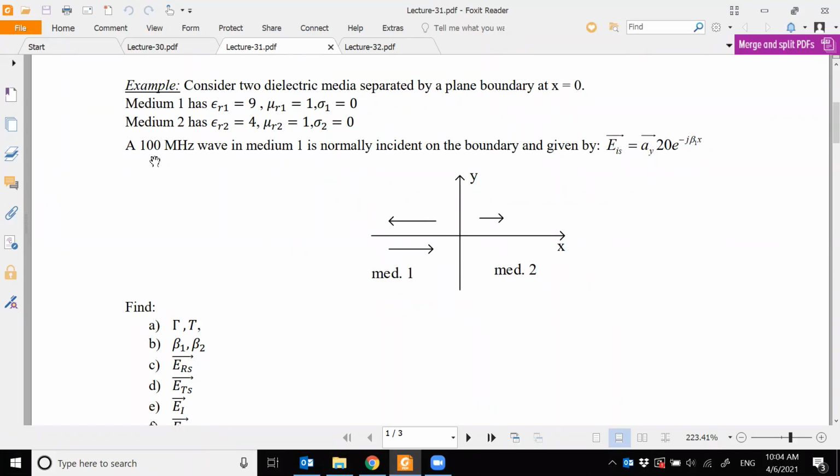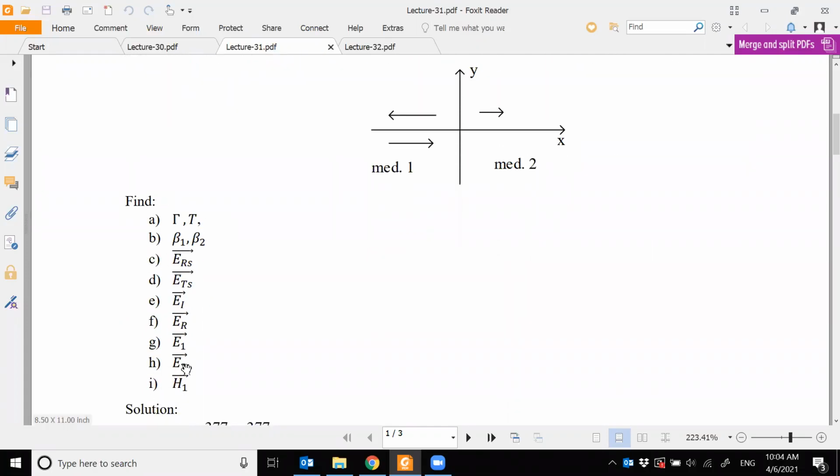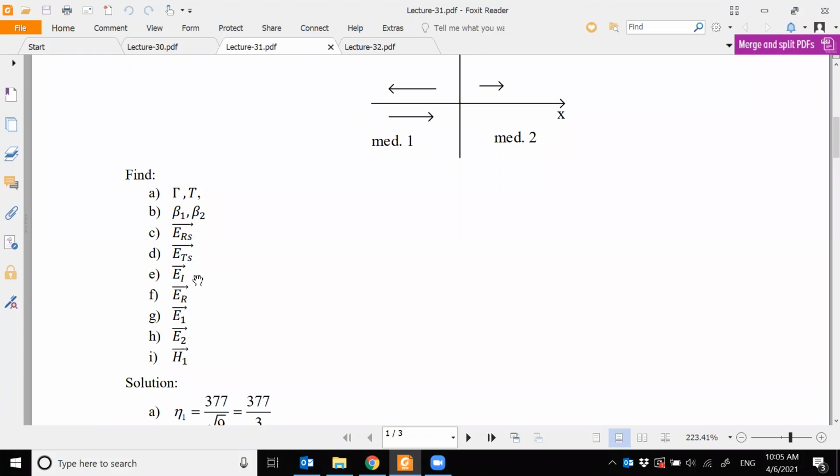Now it says that a 100 megahertz wave is in medium 1, and it is normally incident on the boundary. Its incident field in phasor form is given by this one. Now you need to find the reflection coefficient, transmission coefficient, beta 1, beta 2, the reflected field, the transmitted field, and, in instantaneous form, the incident field, the reflected field, the total field in region 1 and the total field in region 2, and also the total magnetic field in region 1.